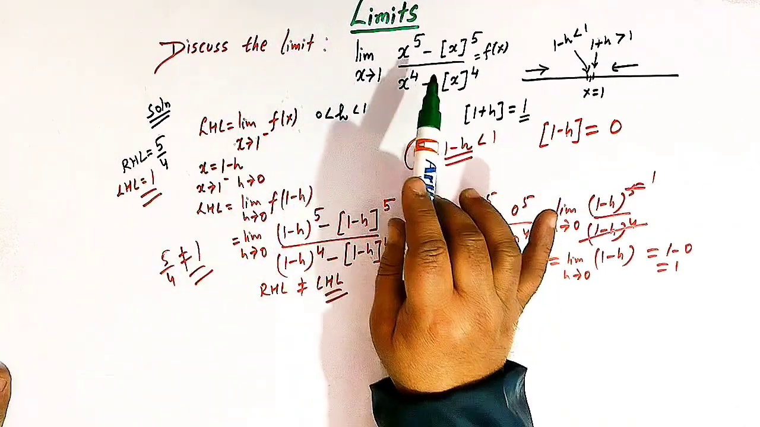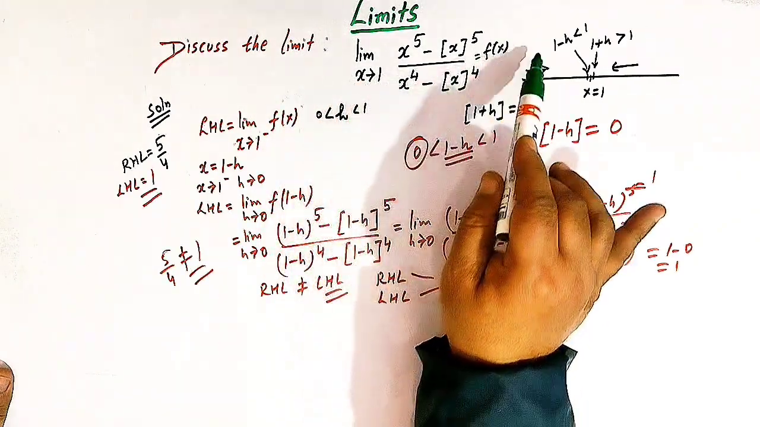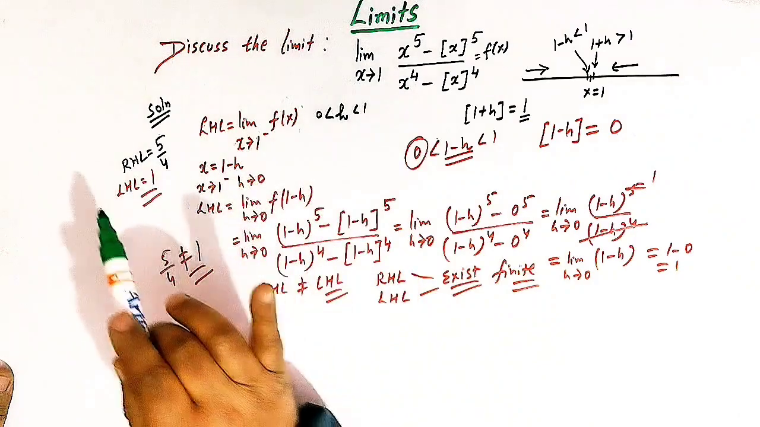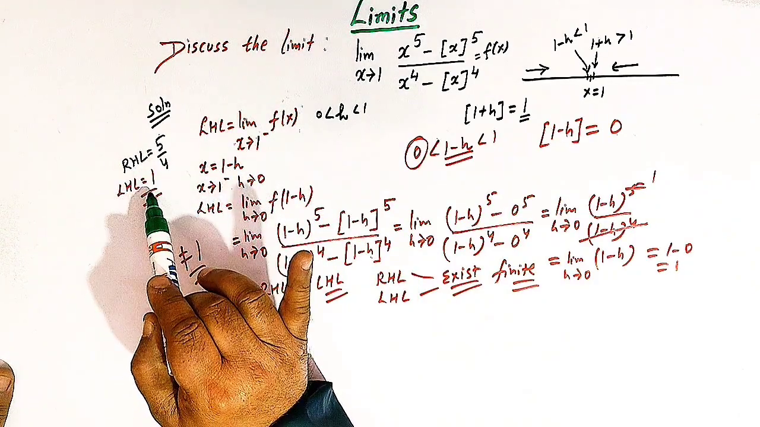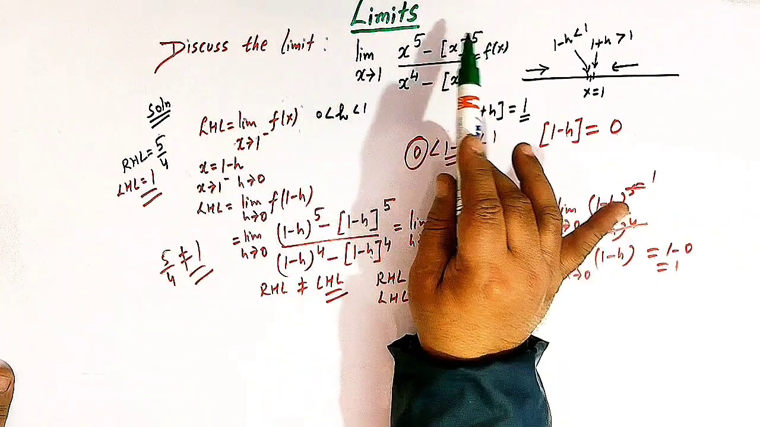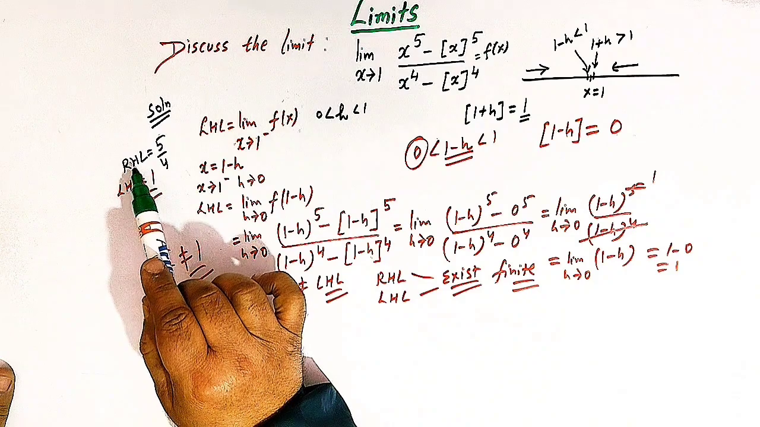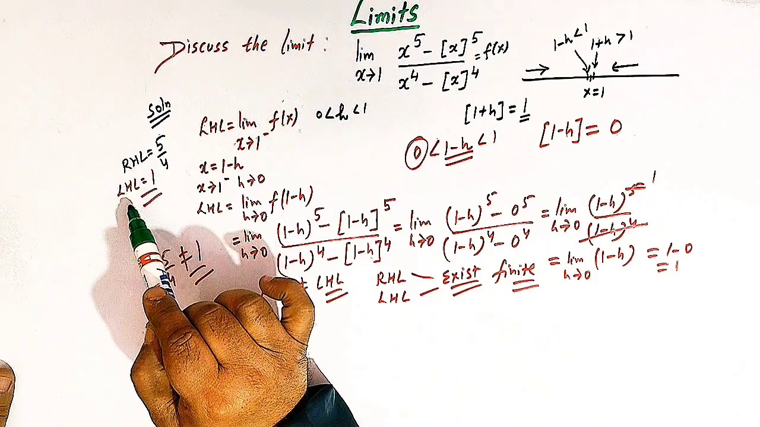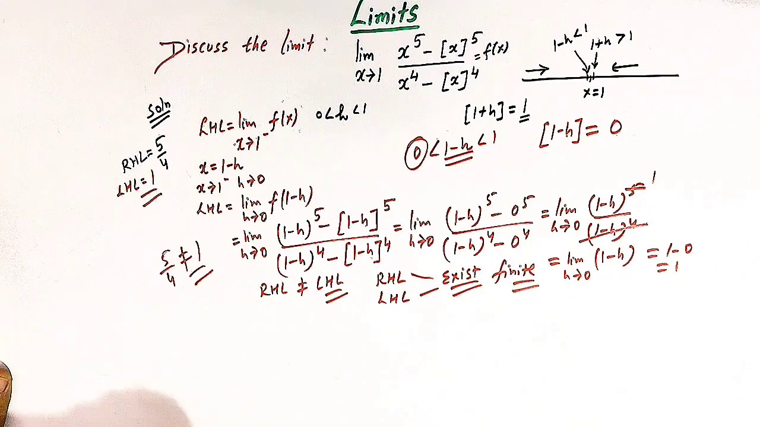So the limit of this function when x tends to 1 does not exist, because the right hand limit is different and the left hand limit is different, right? So for the existence of the limit of a function at a given point, both the limits must coincide, right? And moreover, both the limits should be finite.